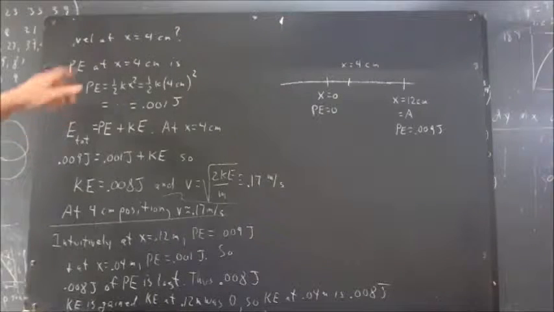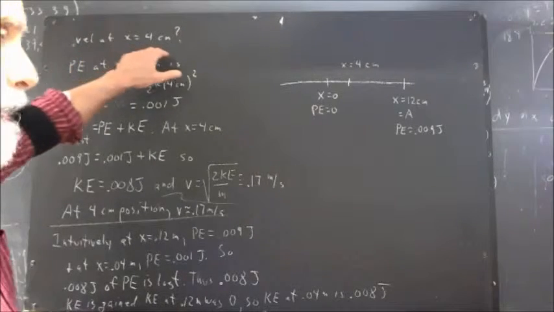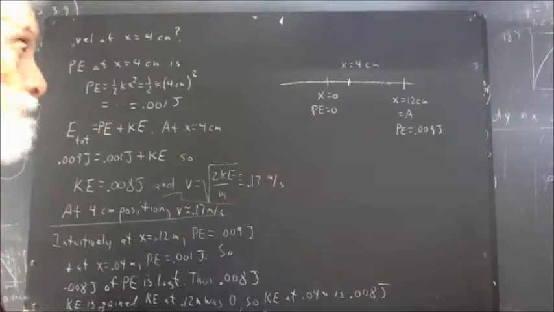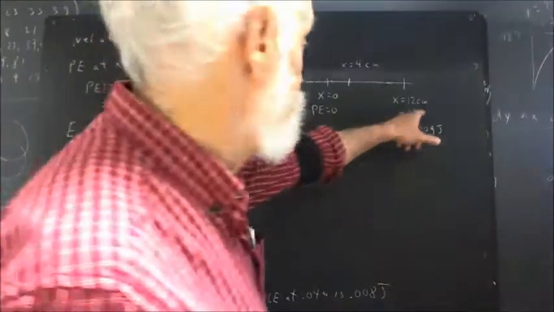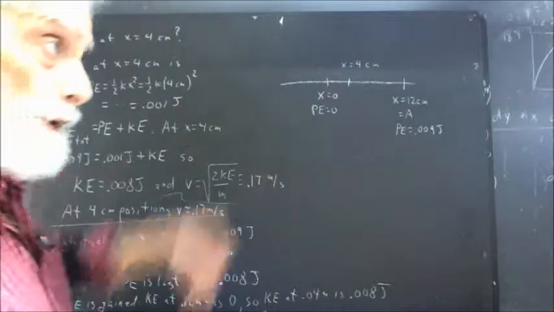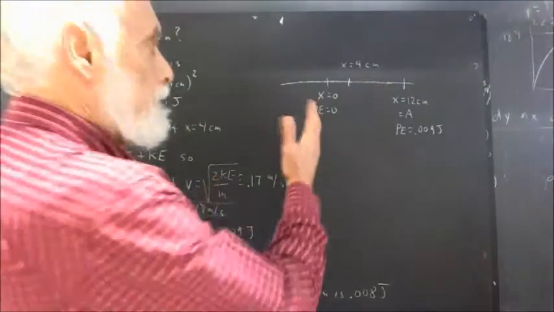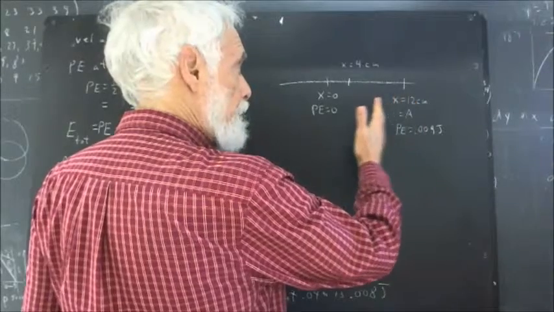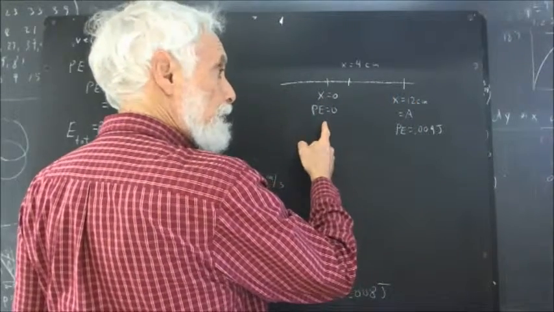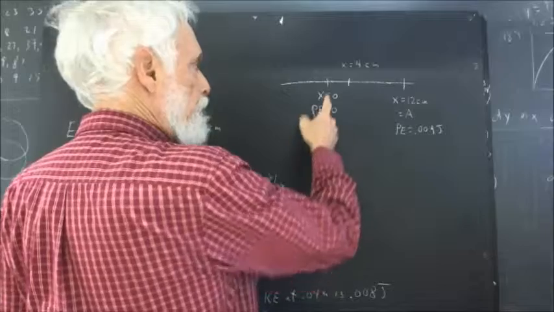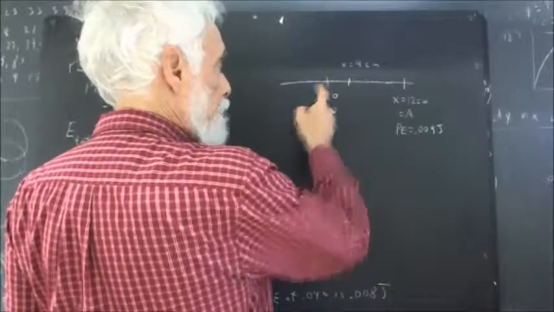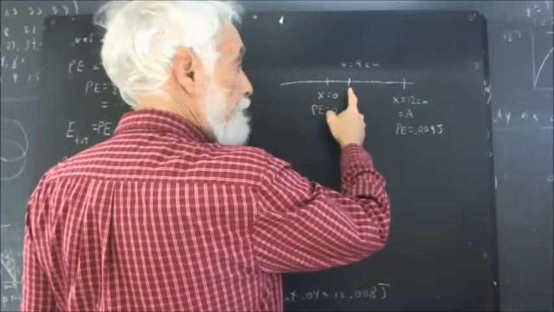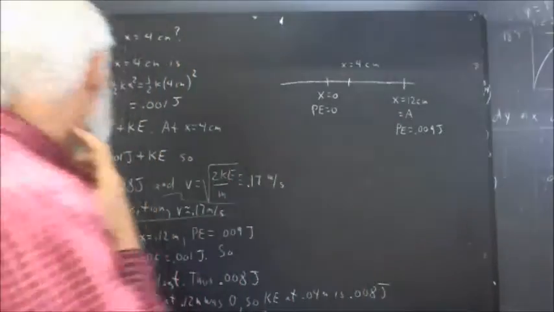Now we want to find the velocity of the pendulum at position x equals 4 centimeters. Once more, the amplitude is 12 centimeters. Same situation we had before. So we pull our pendulum back to this point, release it, and it swings back, attaining a velocity of between 18 and 19 centimeters per second. At this point, we want to know how fast it's going when it gets to this point.